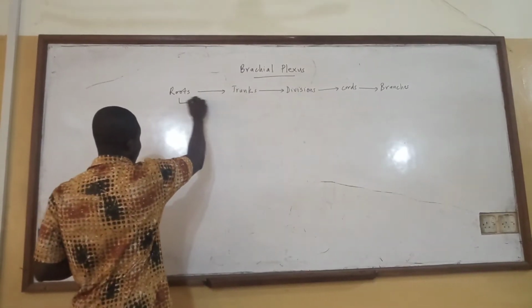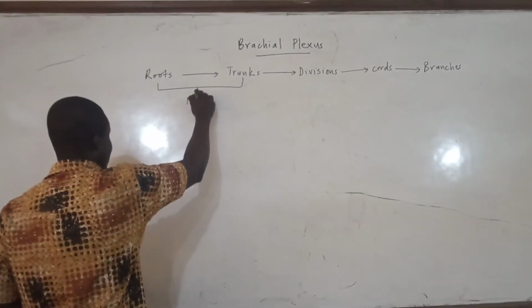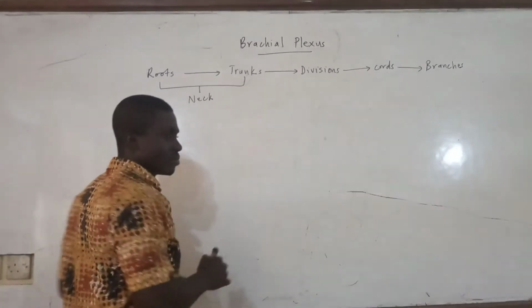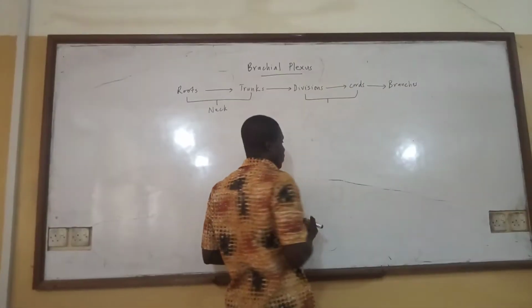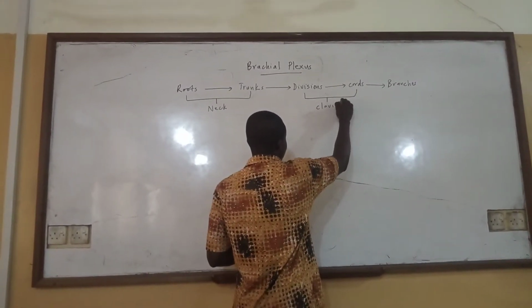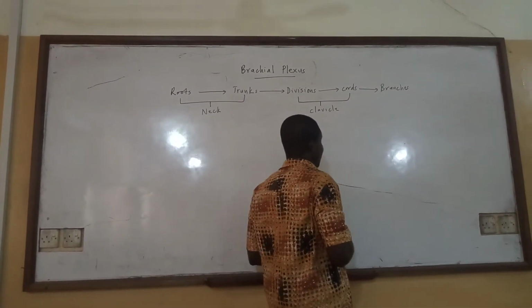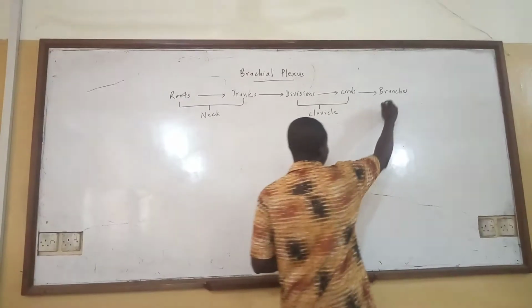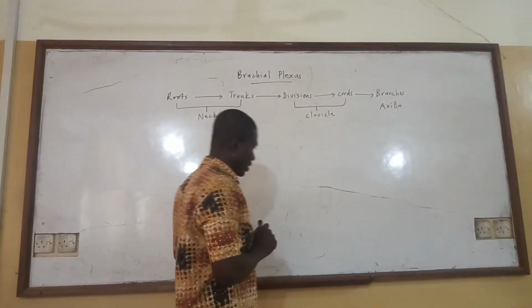Now, roots and trunks are actually found in the posterior triangle of the neck. The divisions and cords are actually found behind the clavicle, posterior to the clavicle. And then the branches find themselves inferior or below the clavicle, actually in the axilla, the armpit. That's where they are.